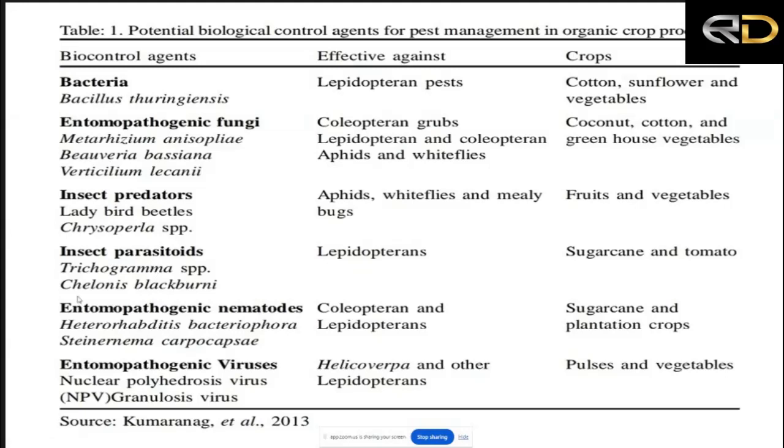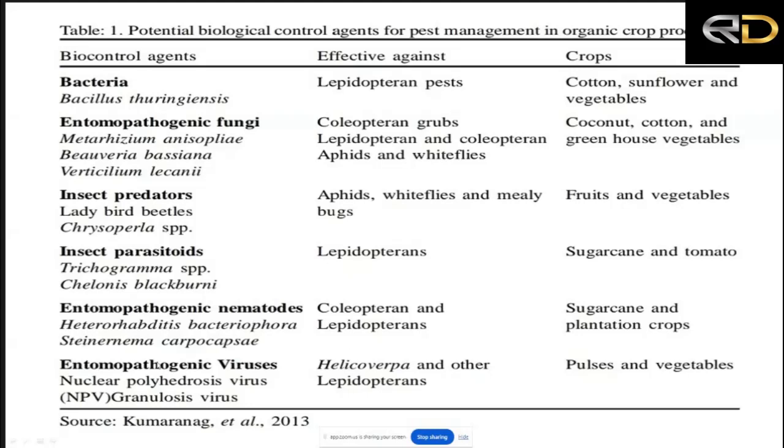So one very common example is Trichogramma. Trichogramma species is effective against Lepidopterans. Then entomopathogenic nematodes. We also have certain nematodes which we can include as a biocontrol agent. Some of them are Steinernema, then Heterorhabditis. So they are certain examples, and they are effective against Coleopteran and Lepidopteran pests.